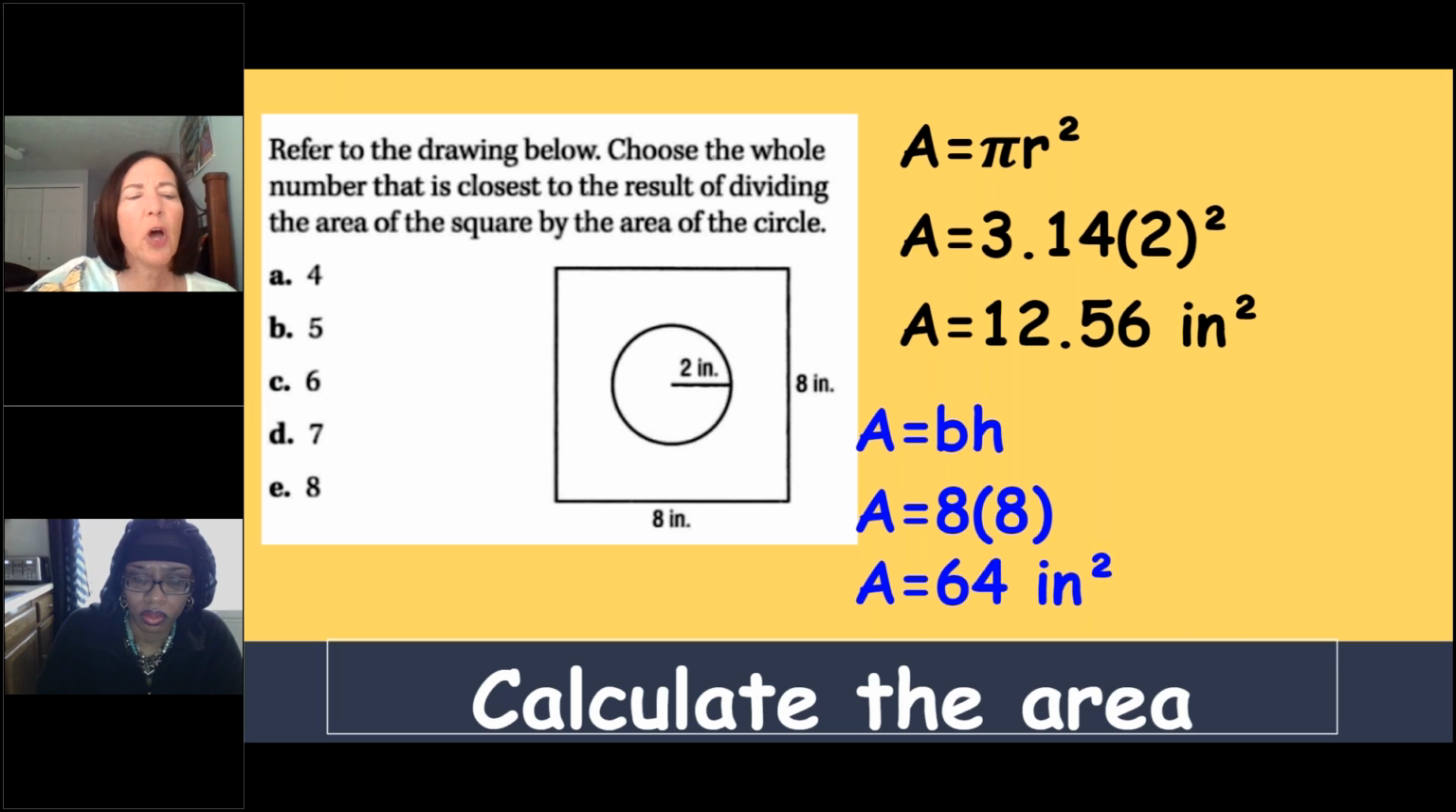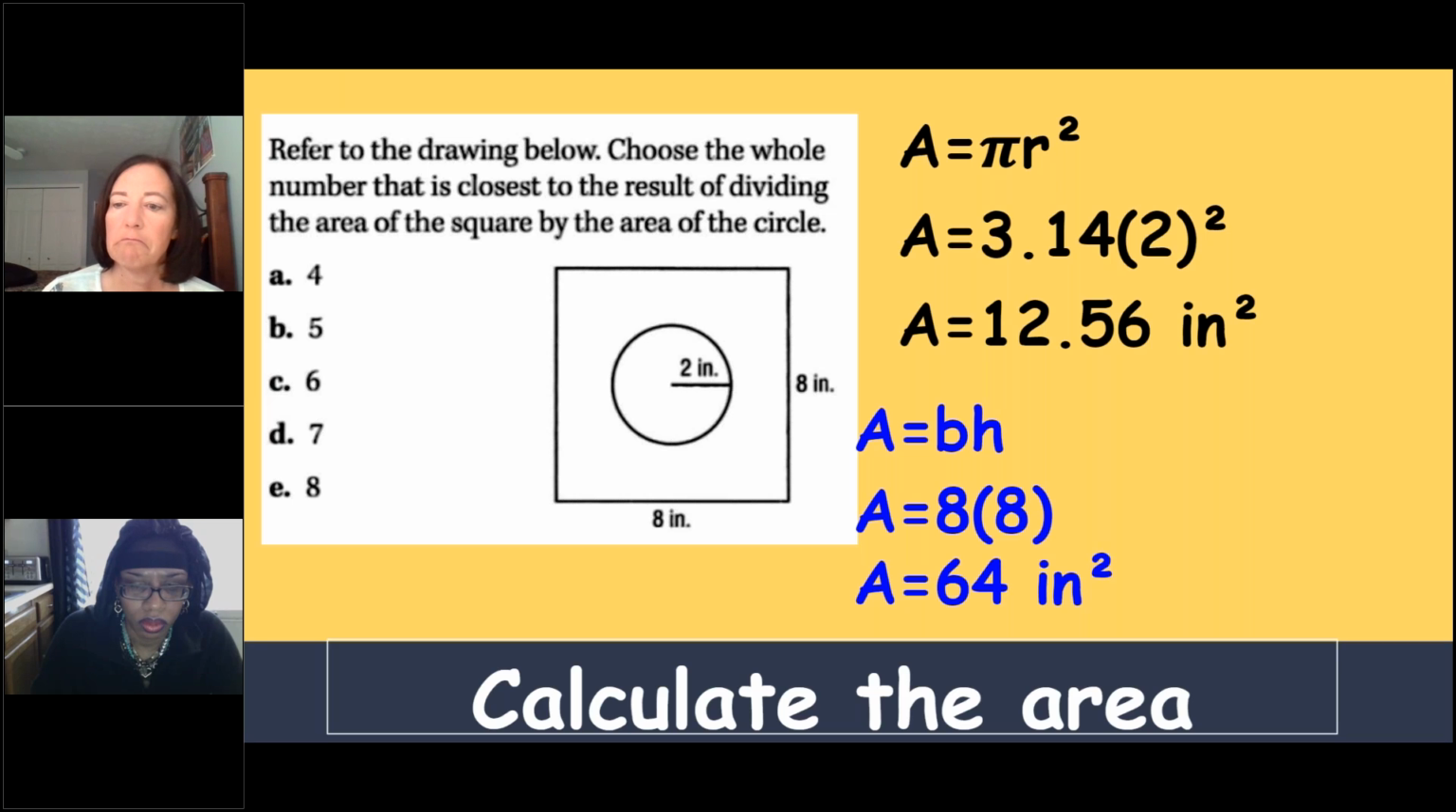Okay, now listen to what they want us to do. Choose the whole number that is closest to the result of dividing the area of the square by the area of the circle. Okay, so you're going to have to write that division problem. 64 divided by 12.56. Area of the square divided by the area of the circle.